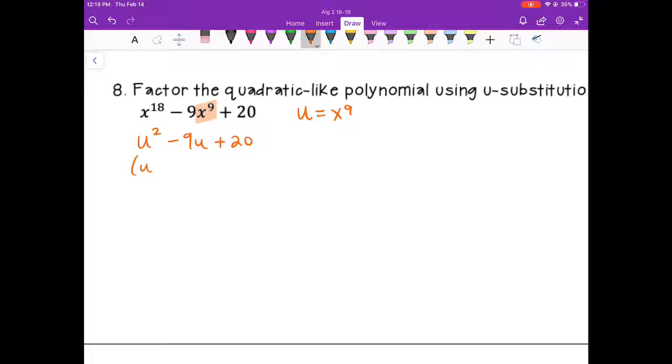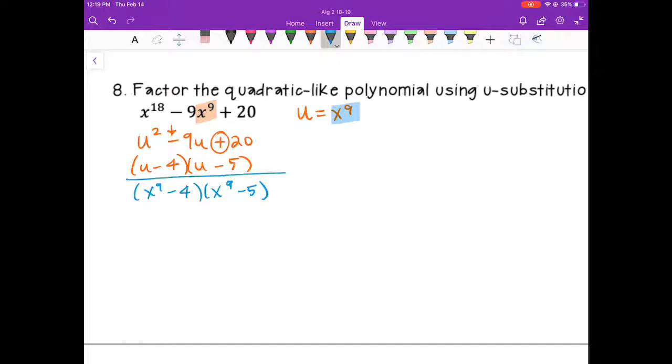Oh, what 2 numbers multiply to give me 20 and add to give me 9? 4 and 5. My signs are the same. They are both subtraction. U minus 4, U minus 5. Lastly, I put U back inside my parentheses. Sometimes I'll be able to further factor from there. I can't this time because I have x to the 9th minus 4 and x to the 9th minus 5. However, that doesn't always end up being the case. Sometimes we'll get DOTS from there, which is more often than not what would happen, or even SOAP if we have difference of 2 cubes, but this time around we don't. x to the 9th minus 4, x to the 9th minus 5.